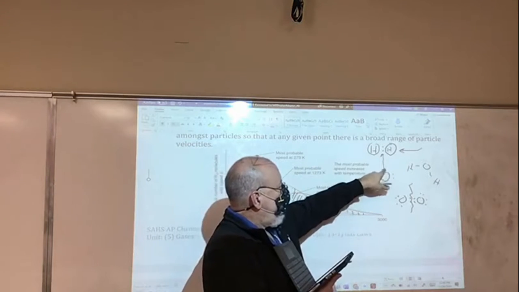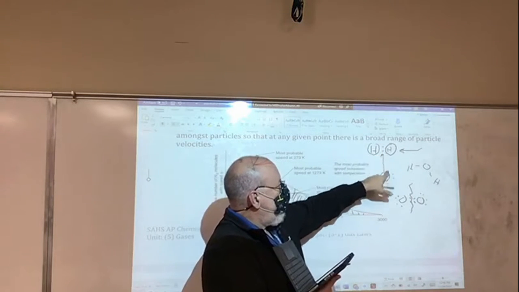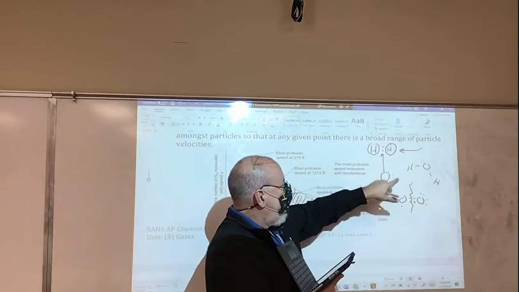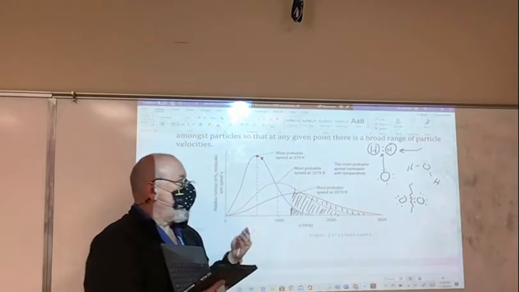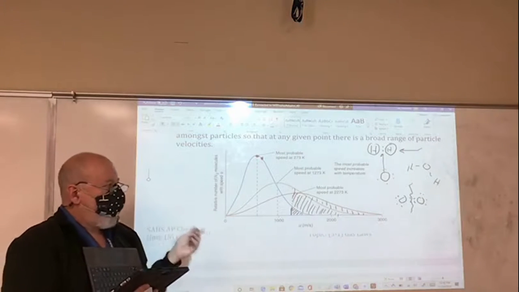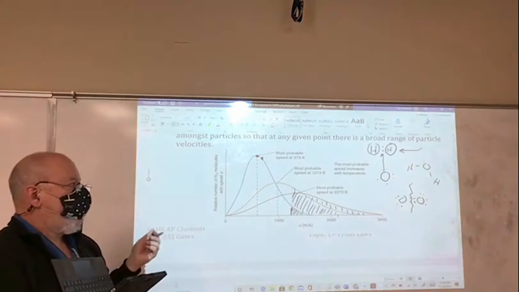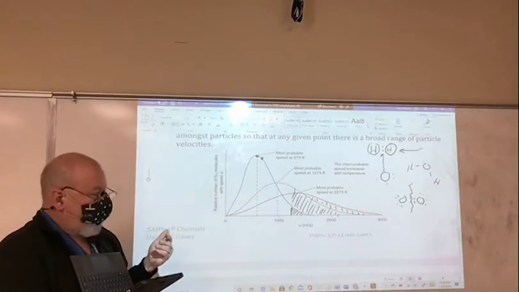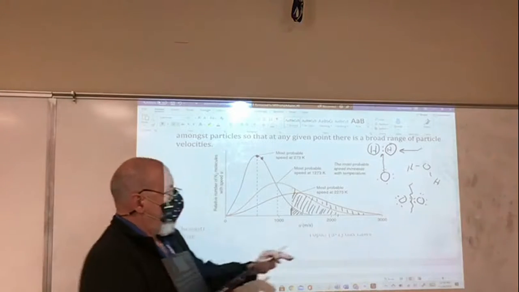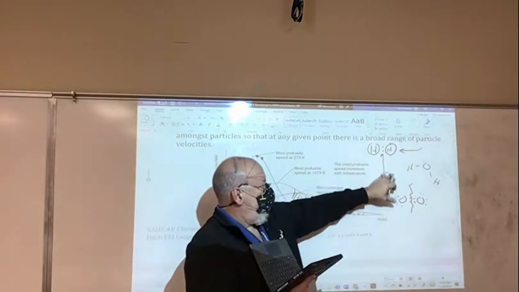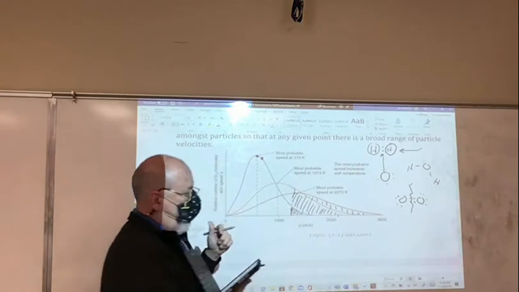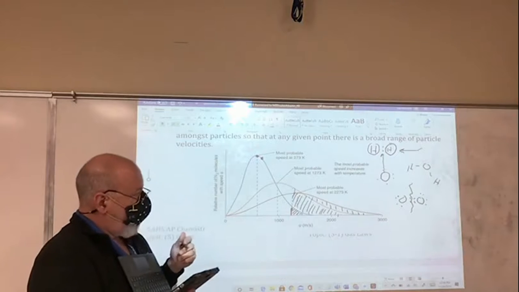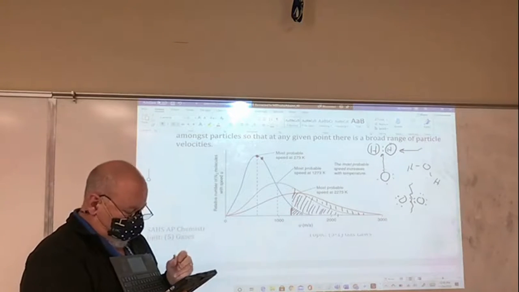Not only do I have to have it hit with that much energy, I'm also going to have it hit with the right orientation. So these are all factors that go into how fast a chemical reaction will occur, or will it even occur at all. If none of these oxygen atoms are at the right energy, then they're not going to react even a little bit.